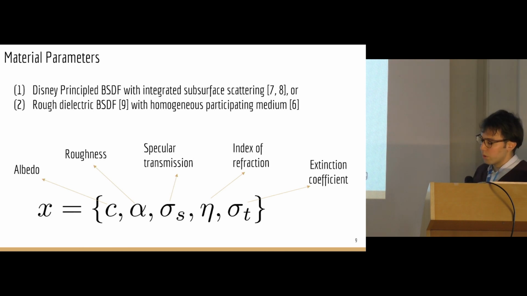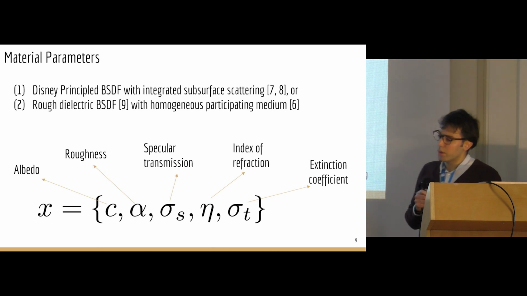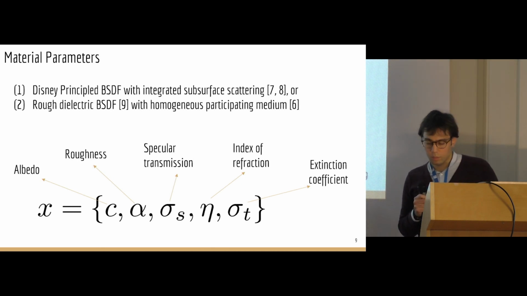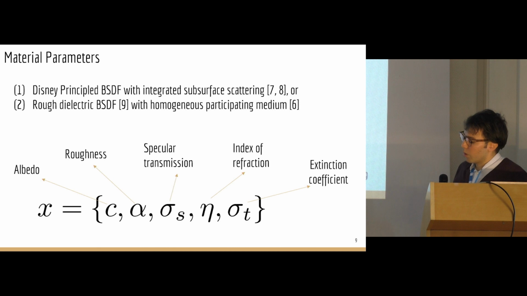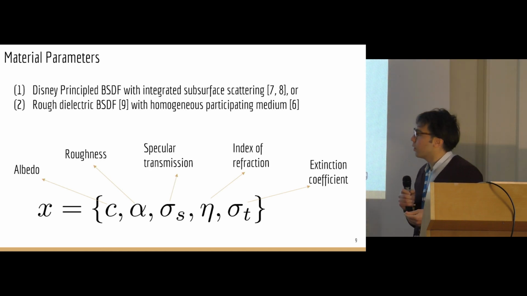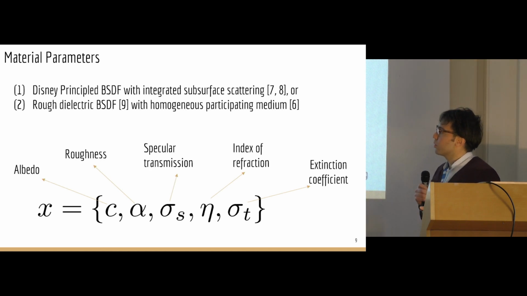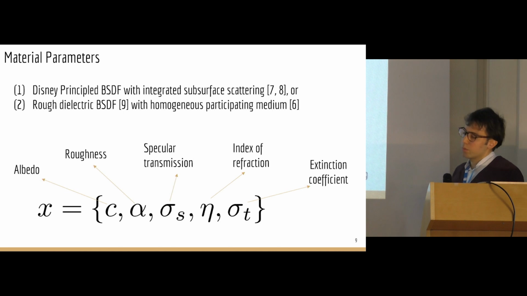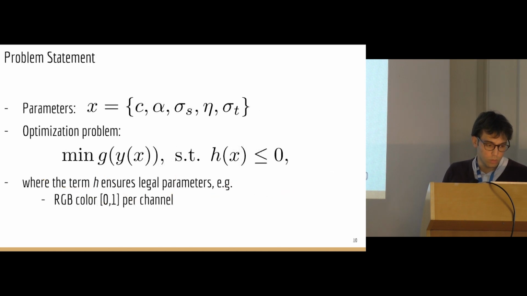And the second proposed model is a rough dielectric BSDF by Walter and his colleagues, a fascinating paper. And we combine that with a homogeneous participating medium interior. So the material parameters of interest are then albedo, surface roughness, specular transmission, which originates from Disney's Principled BSDF, index of refraction, and extinction coefficient, which originates from the homogeneous participating medium. With that, let me switch to the problem statement.